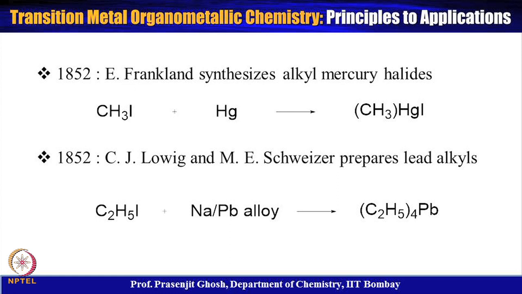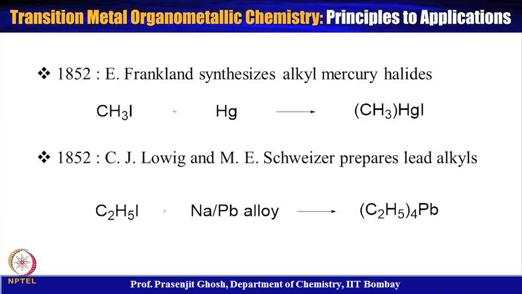Now, in 1852, E. Franklin synthesized alkyl mercury halides. Again, we see a similar kind of oxidative addition reaction occurring here between methyl iodide and mercury, giving methyl mercury iodide. So, this seems to be a time when a lot of new organometallic compounds were being synthesized.